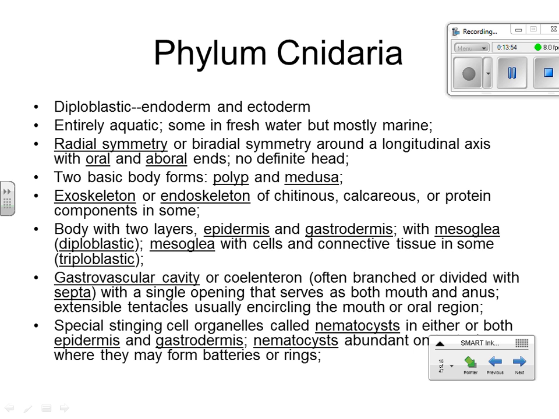Their skeletons can be different. Some of them have an exoskeleton, some an endoskeleton, internal. It can be made out of a lot of different stuff. Some, it's made of chitin, sort of like insects and fungi. And calcareous, what does that mean? Calcium, sort of like us. Or it can be protein.